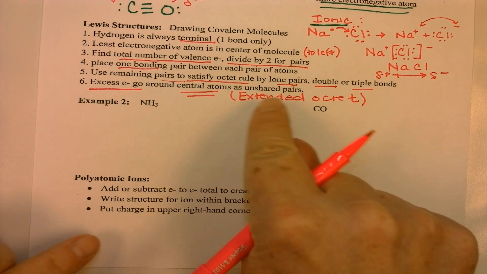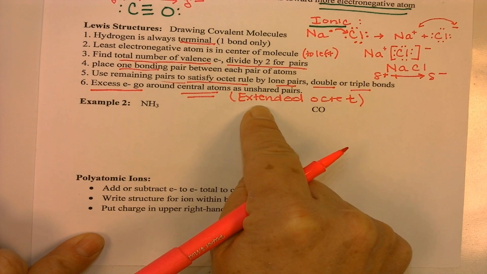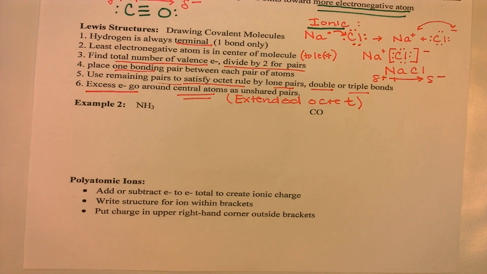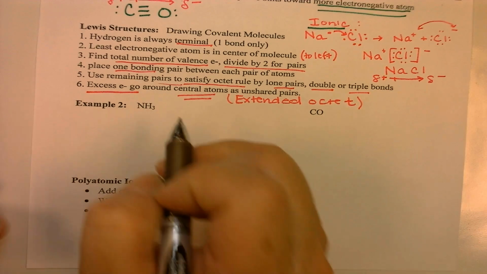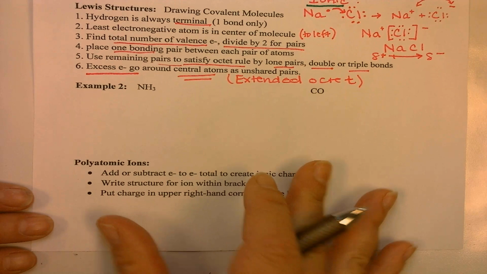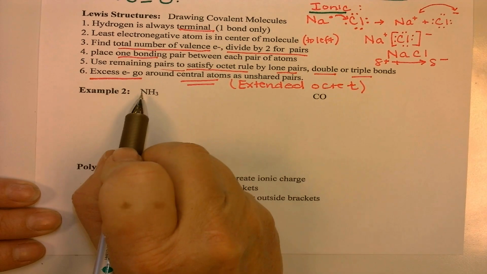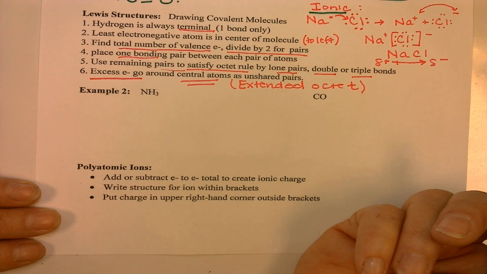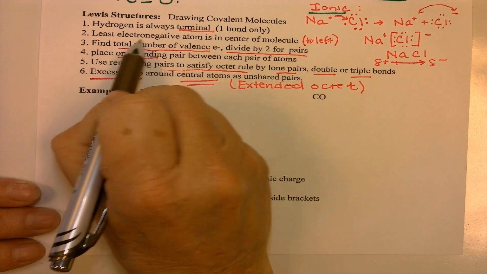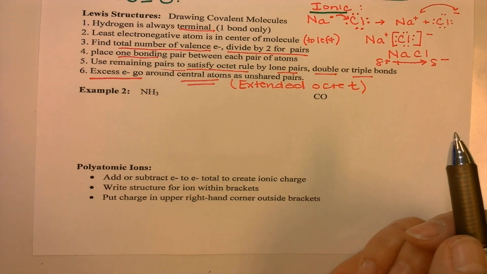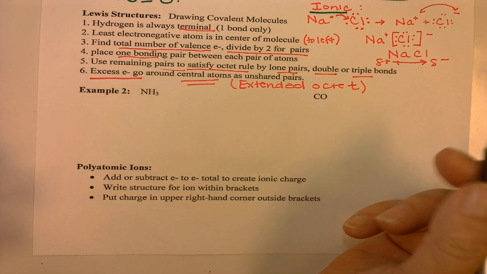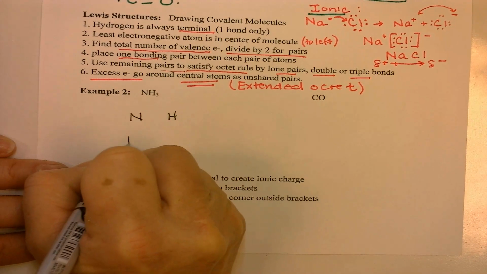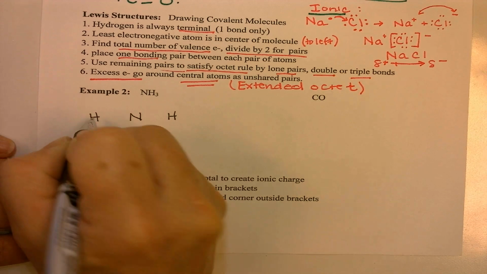So let's try some. I'm going to do the exact process that is here. Okay? Step 1. Hydrogen is always terminal, so I'm not going to worry about it because I'm looking for my wheel. So I see I have 1 nitrogen and 3 hydrogens. That tells me what goes in the center? Nitrogen. So the least electronegative atom, you can check, yup, the lowest electronegativity is going to be nitrogen. So nitrogen goes in the center. Then I place my hydrogens around.